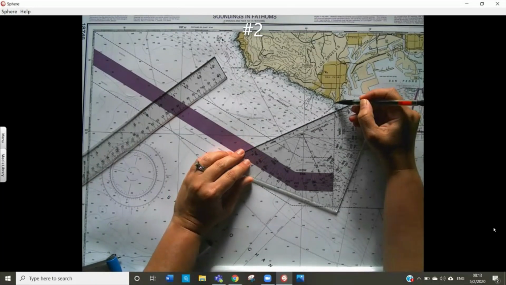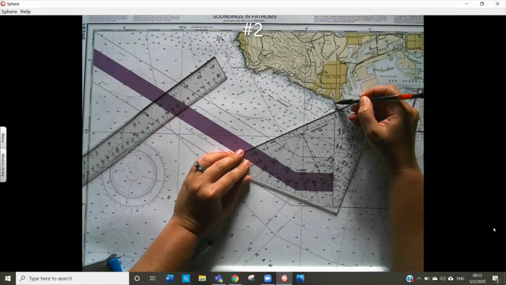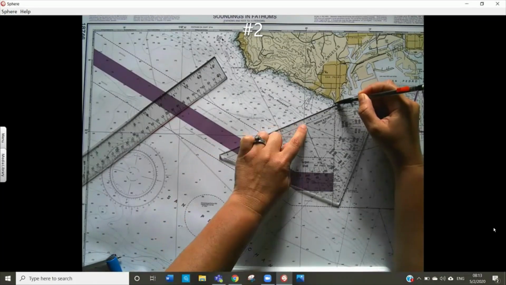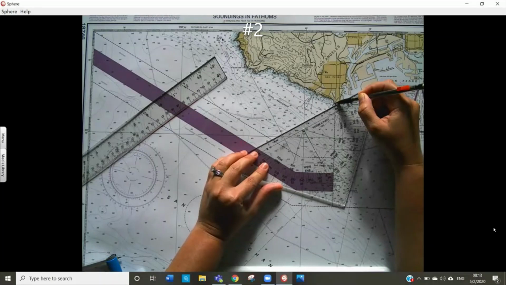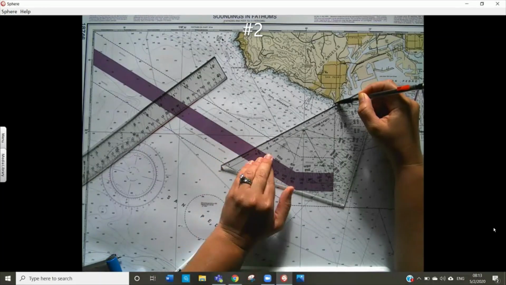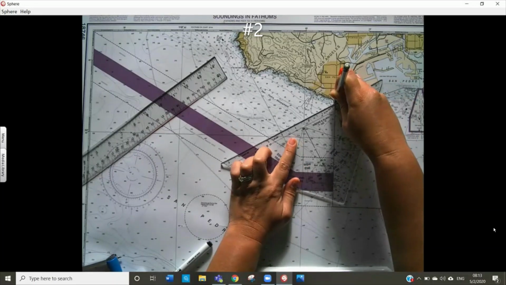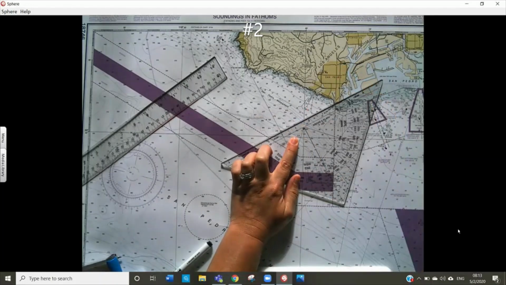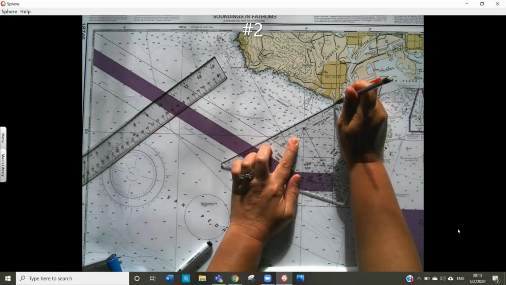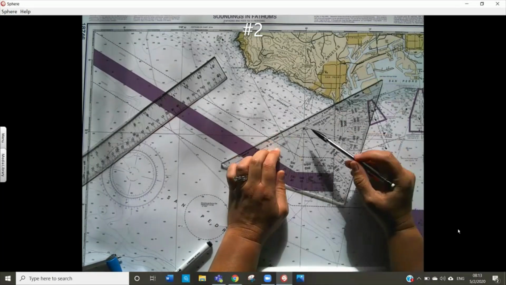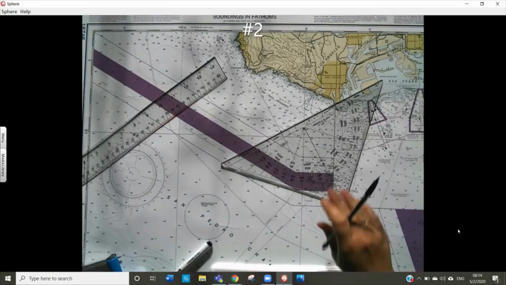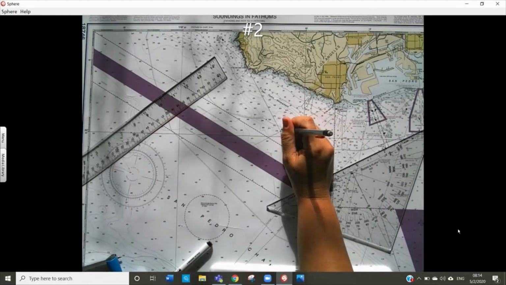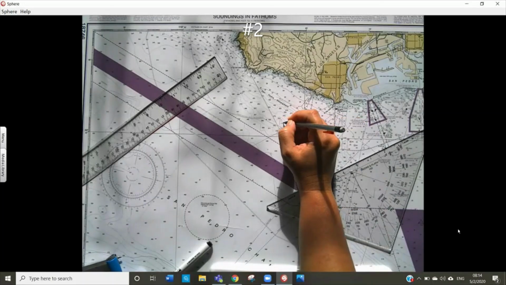So I'm going to put my pencil lead on the dot of the light. And then I'm going to move this focal point and 0, 6, 1 to the same meridian. Right about there. Oops, I'm not against it. And then I draw my line. So my focal point and 0, 6, 1 are on the meridian as well as Point Fermin. So where those two lines cross, this will be my 12 o'clock position.